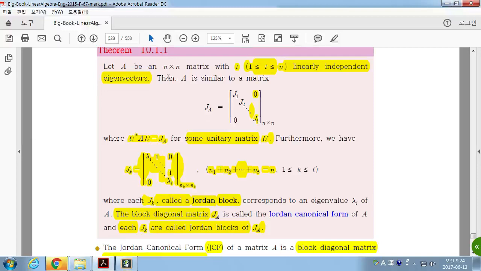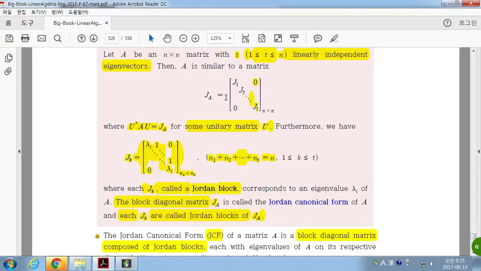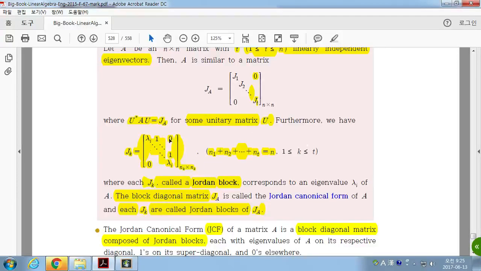Theorem 10.1.1. Let A be an n by n matrix with t linearly independent eigenvectors. Then A is similar to a matrix of this form, a block diagonal matrix J, which is unitarily similar. This comes from Schur's theorem. From Schur's theorem, we can go further to reach this point for some unitary matrix. Furthermore, these diagonal blocks J_k have the form like this: the main diagonal entries are eigenvalues, the superdiagonal entries are 1, and all others are 0. Here we only have eigenvalue lambda_i, 1s and zeros.